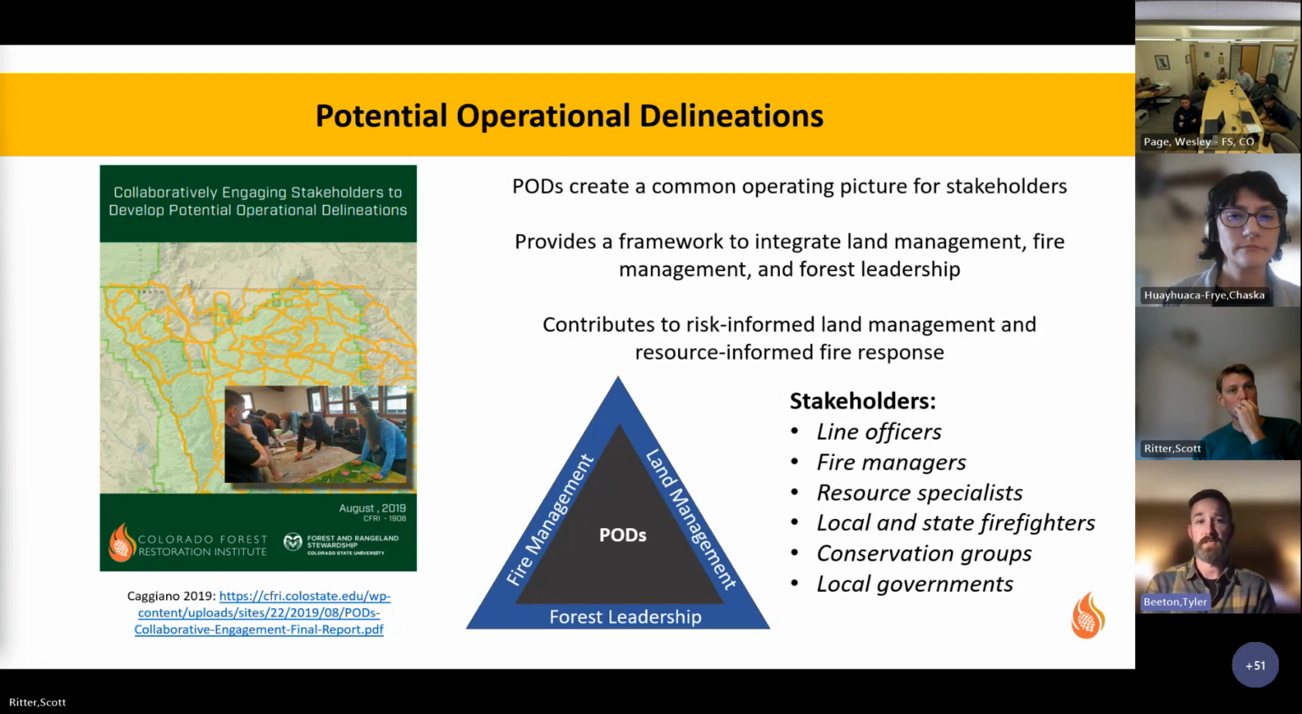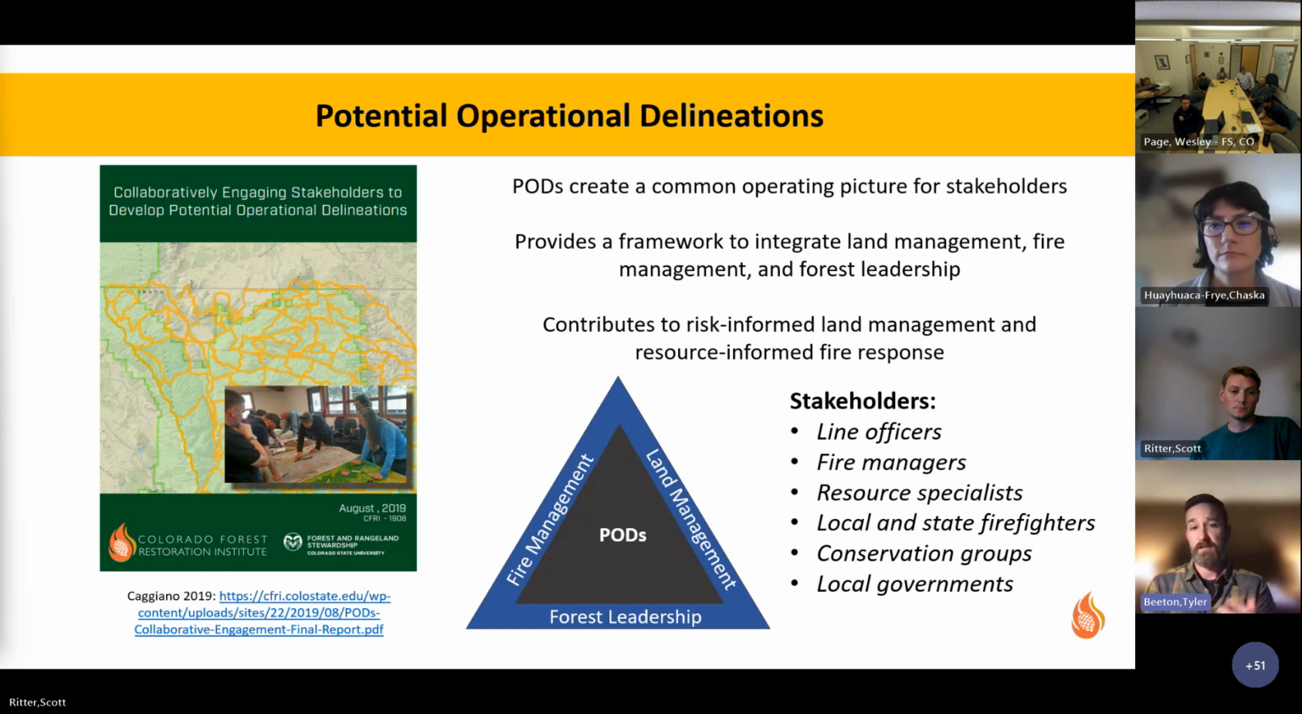It provides a framework to integrate both land management, fire management, and forest leadership through that collaborative process, bringing a number of stakeholders on board to learn about and get into the weeds about what makes a line a successful line. Helps to provide some cross-pollination between fire management and land management. And in doing so, the goal is to contribute to more risk-informed land management and resource-informed fire response.